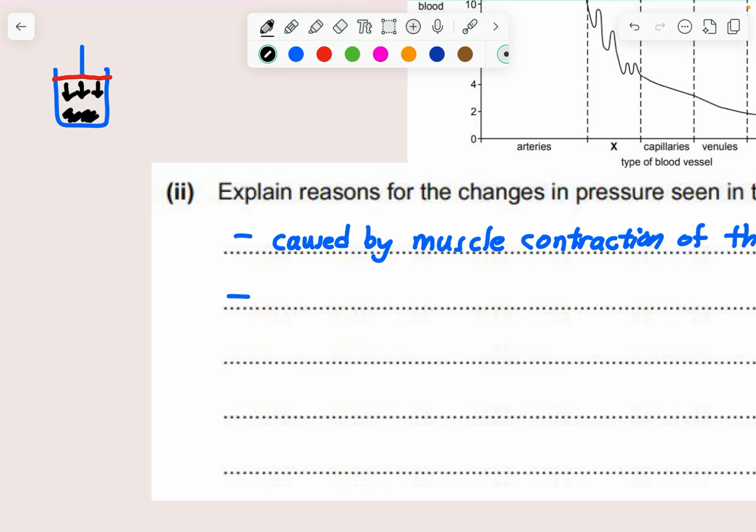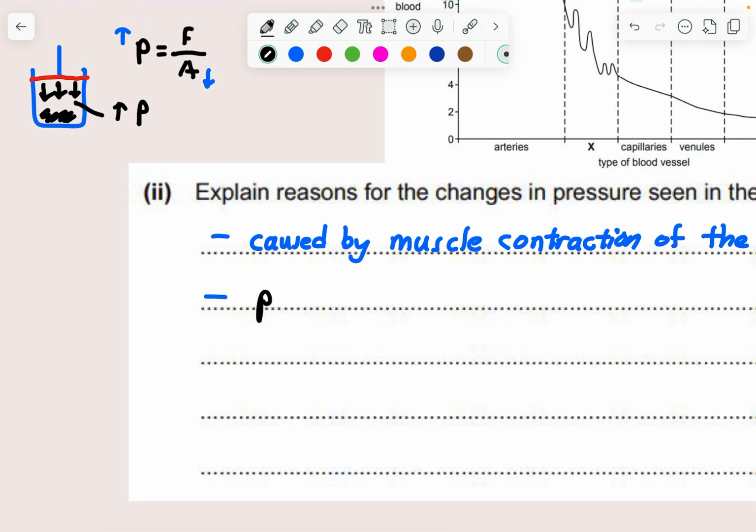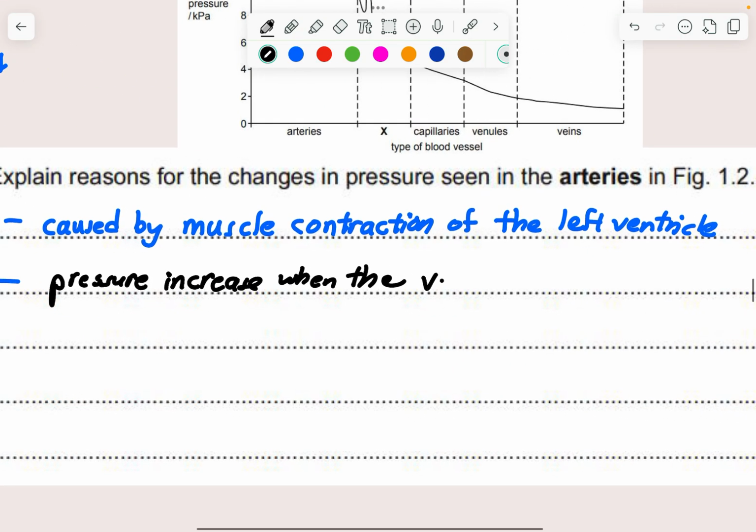When it starts to squeeze, the muscle begins to contract. It squeezes, right? So what happens? The lesser the area, the greater the pressure, because I'm sure you know pressure equals force over area. When your area becomes lesser, your pressure will increase. So that's why the pressure will increase when the ventricles contract.